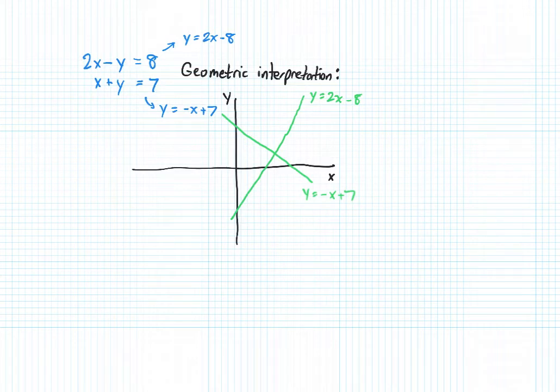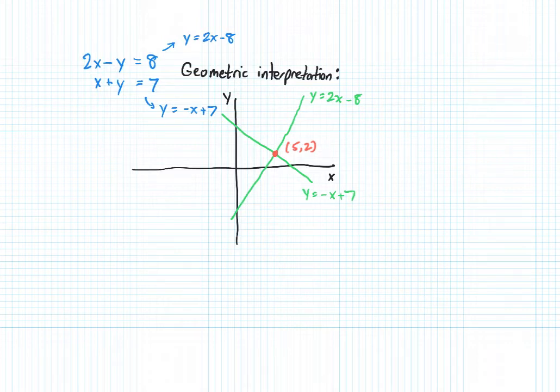And so you can see that these two lines intersect each other. And I didn't really make an effort to draw it to scale, but you can even see here that it looks like the solution we found is reasonable from the geometric perspective. So the solution we found, x equals 5, y equals 2, is actually the intersection point of those two lines.